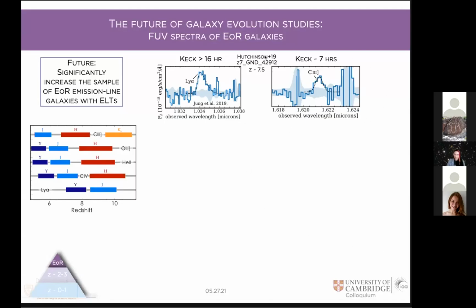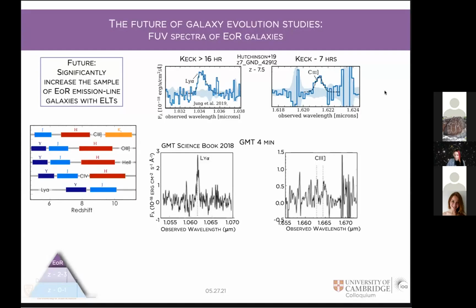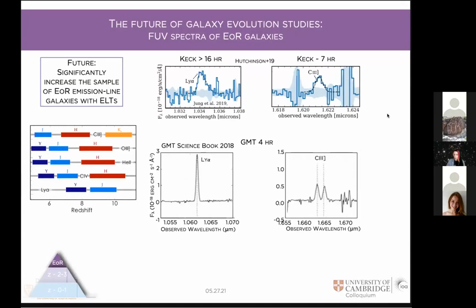So, as it stands, these very high redshift galaxies like this one from Taylor Hutchinson at redshift 7.5, has done heroic observing on Keck of like 16 hours to get this Lyman alpha profile and 7 hours to get this carbon-3 profile. But with something like the Giant Magellan Telescope, we're going to be able to get similar and higher resolution emission line detections in 4 minutes. And if we do something more similar to Keck and do something like 4 hours, we're going to get the level that we're seeing in the nearby universe. And so really having these tools to interpret and understand this is going to be so important to understand galaxy evolution all the way out into the first galaxies.